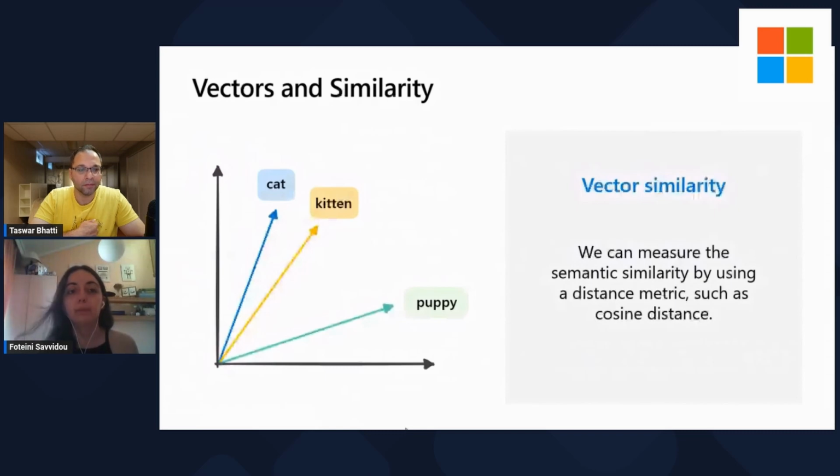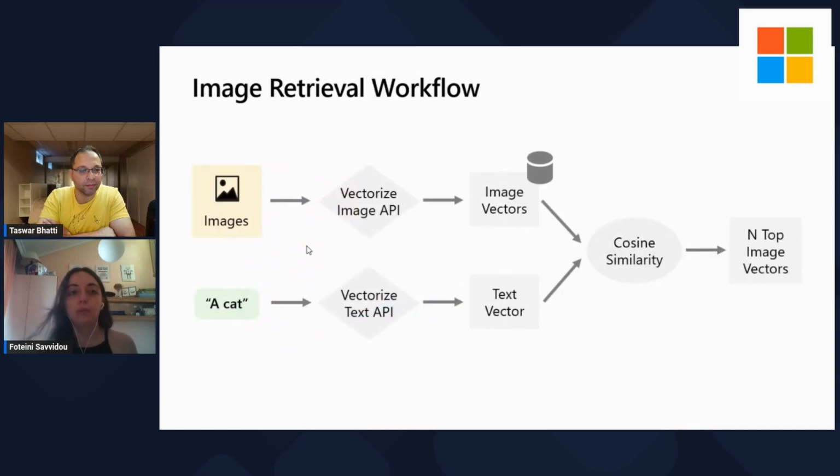Some distance metrics that are used in search engines are the Euclidean distance or the cosine distance. And today I'm going to use the cosine similarity distance, which is the distance metric that is used by the Vision Studio. And cosine distance is defined as the cosine of the angle between two vectors, and is equal to the inner product of the vectors divided by the product of the magnitudes of the vectors.